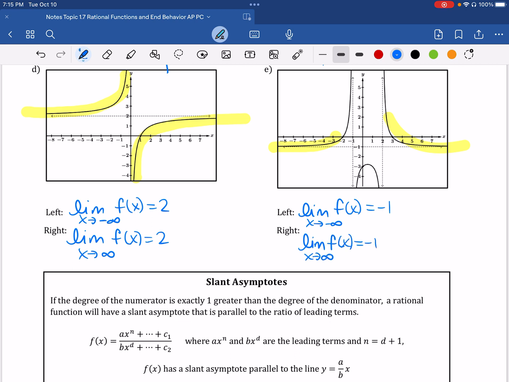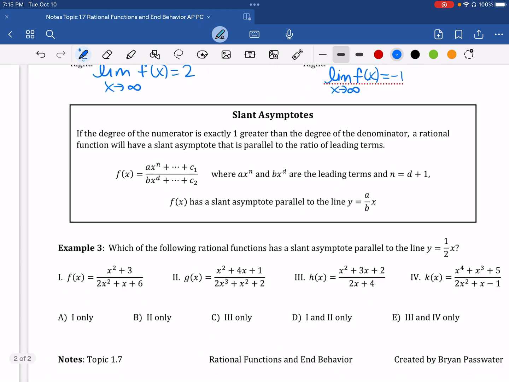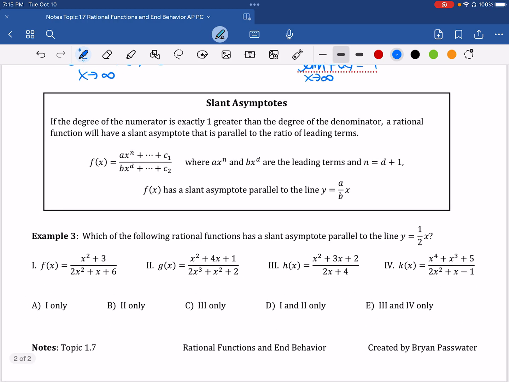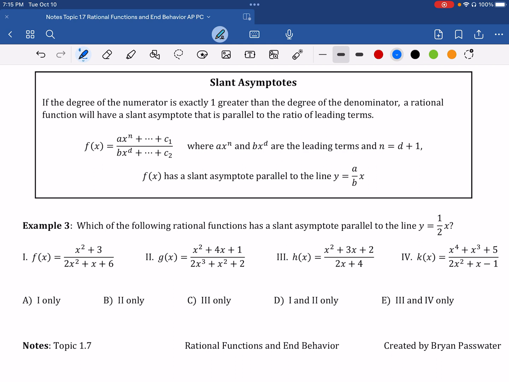Okay, so let's get into slant asymptotes a little bit. If you ask the calc kids to help you on this, they may sigh a little. This is not their favorite topic, but we'll read the definition and then we'll do some examples.